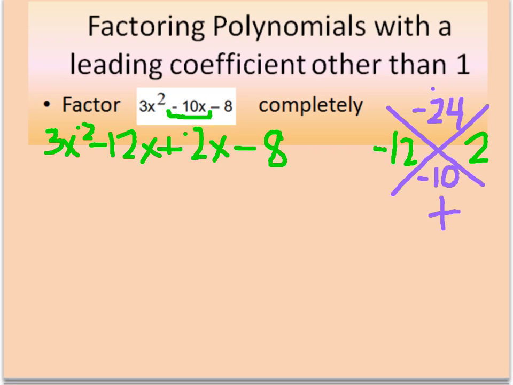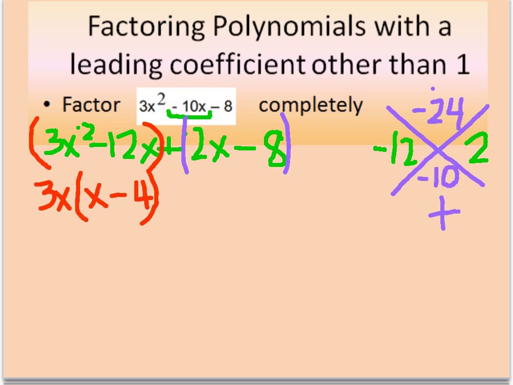Okay, now we're going to factor by grouping. So we have 3x squared minus 12x. Greatest common factor is 3x, so we're going to take it out. And that leaves us with x minus 4. In my second group, 2x minus 8, the greatest common factor is a positive 2. We're going to divide both the terms by that. 2x divided by 2 is x. Negative 8 divided by 2 is negative 4.